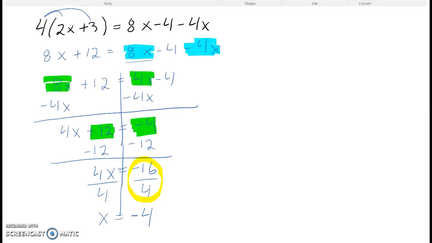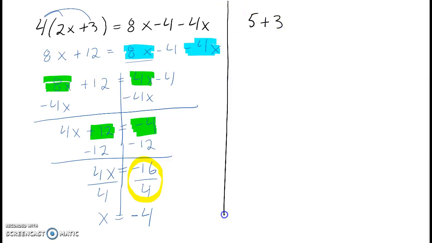All right, why don't you try one on your own? Here's the problem I would like you to solve. 5 plus 3, draw a line here, times 2x, oops, take that back, 4x minus 7 equals negative 4 minus 6x.